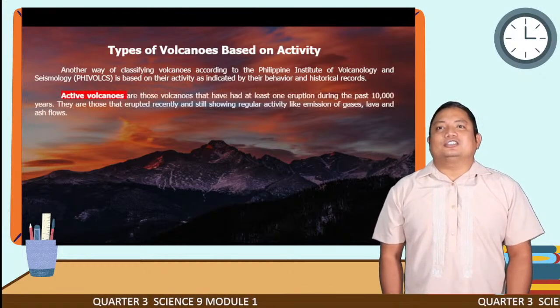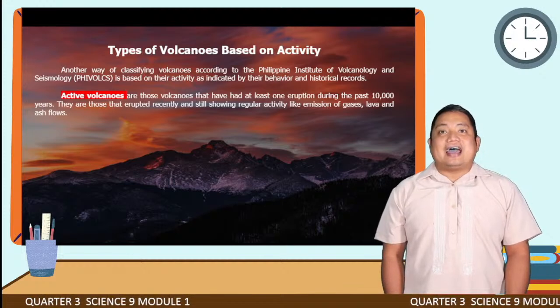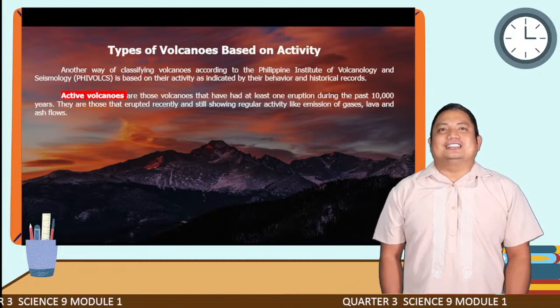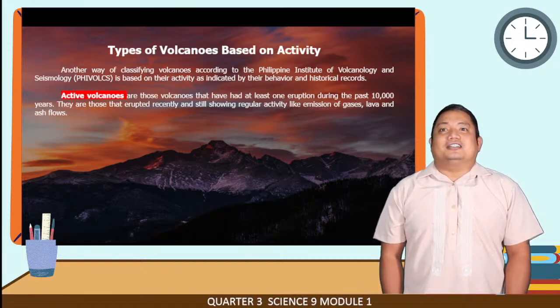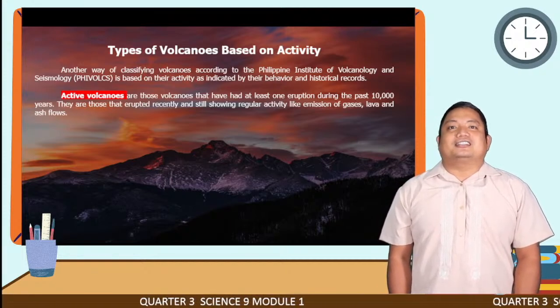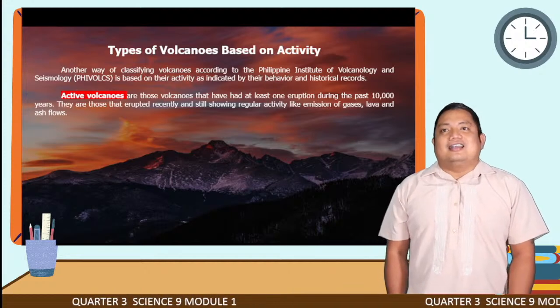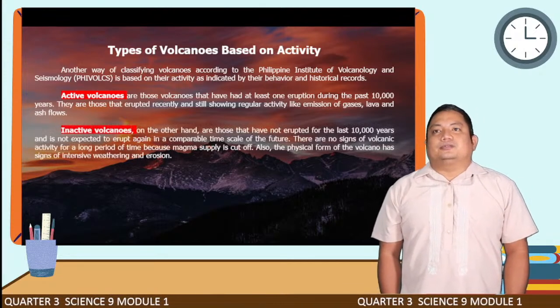Active volcanoes are those volcanoes that have had at least one eruption during the past 10,000 years. They are those that erupted recently and are still showing regular activity like emission of gases, lava, and ash flows.